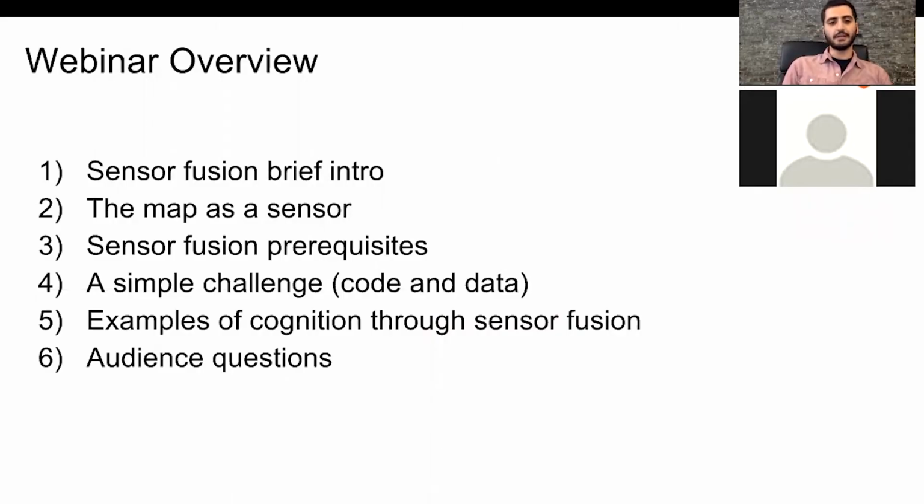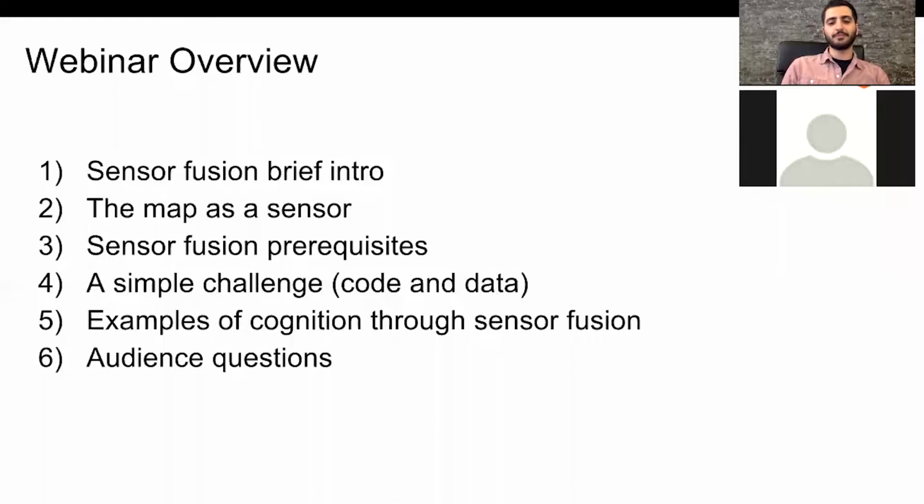This is an overview of what we're going to be discussing today. We're going to start with a brief introduction, going over the definition of sensor fusion and what it means to different people in the industry. We're then going to talk about the map as a sensor. So how can we leverage 3D semantic maps as sensors, part of our sensor suite, on the autonomous vehicle? We're going to be discussing some prerequisites for sensor fusion, both on the hardware side and on the software side of things as well.